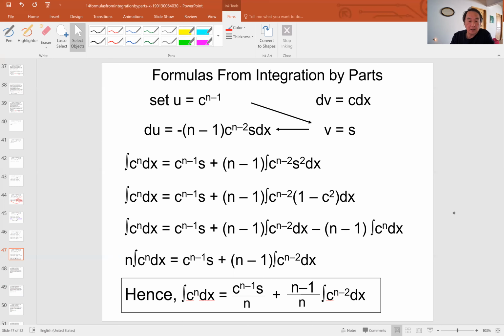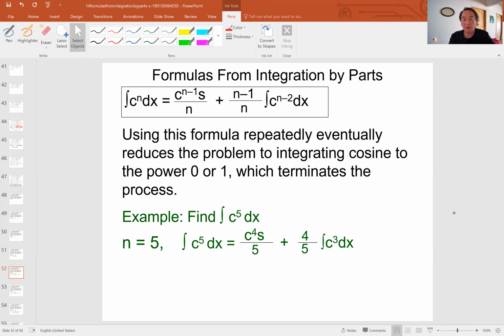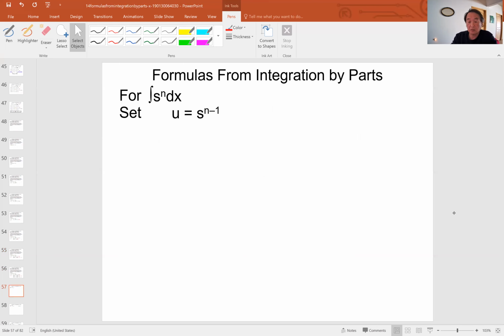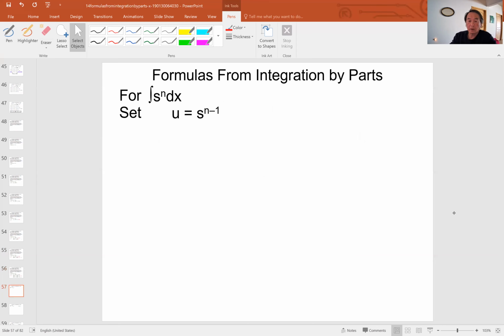Okay, and so here's an example of how we do that, and then the procedure becomes mechanical. You just plug into the formula the number 5, and then you do it for 3, because now it's the integral of third degree, and so on and so on. Okay.